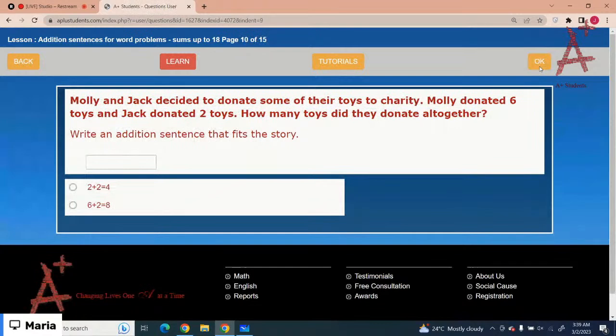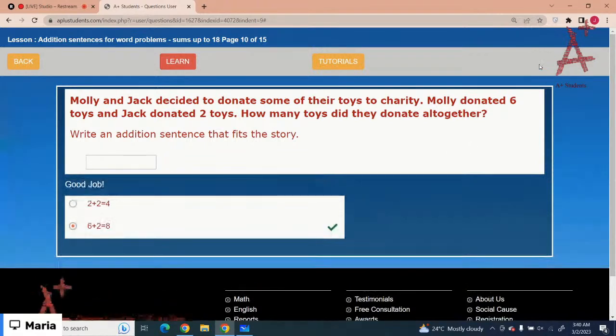Molly and Jack decided to donate some of their toys to charity. Molly donated 6 toys and Jack donated 2 toys. How many toys did they donate all together? So you have to look for the options. The numbers involved in the question are 6 and 2. So 6 plus 2 makes 8. Got it? That means the second option is the correct one. The total toys they donated all together are 8. So the correct option is 6 plus 2 equals 8.